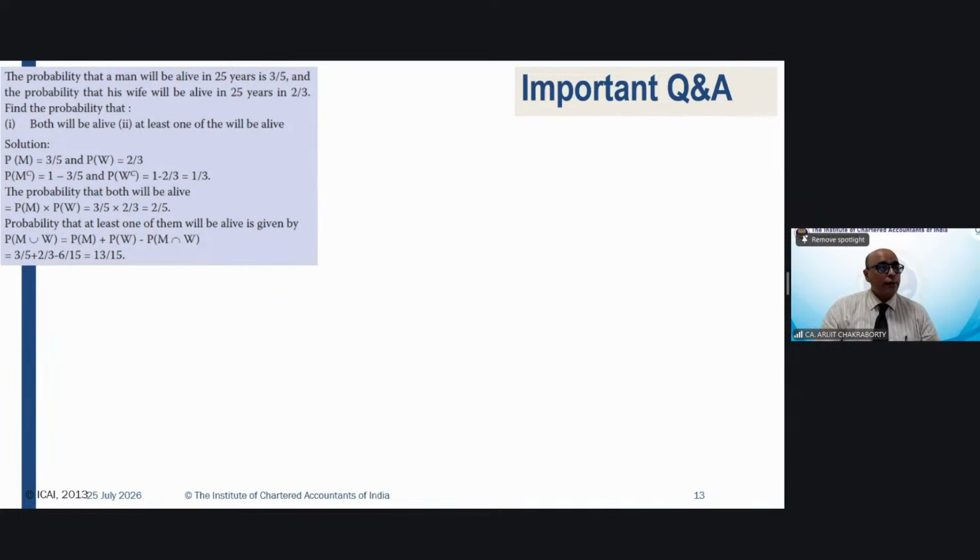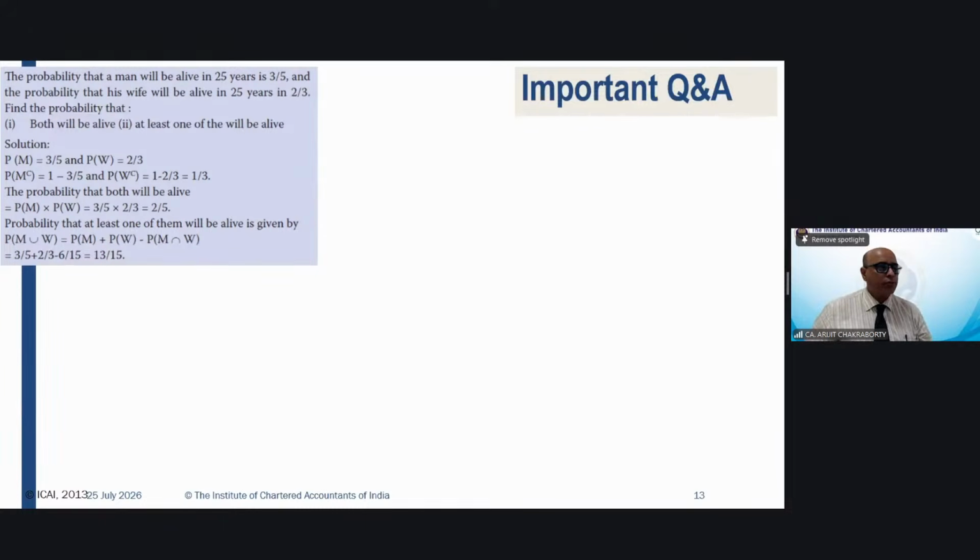Both will be alive. Next is at least one of the two will be alive. This is given by the union. Probability of M union W is equal to probability of M plus probability of W minus probability of M intersection W. That means here 3 by 5 plus 2 by 3 minus 6 by 15, and that gives you 13 by 15.